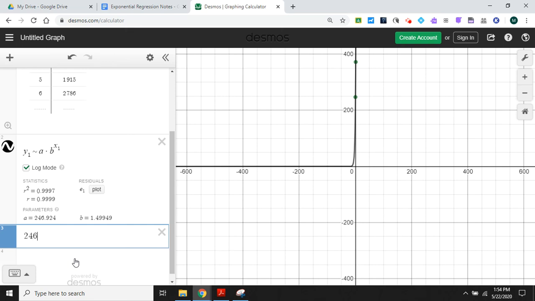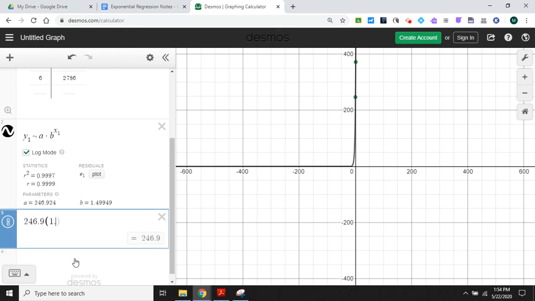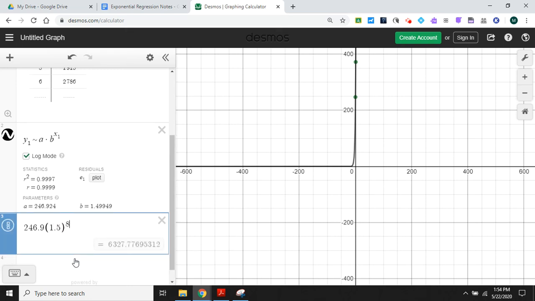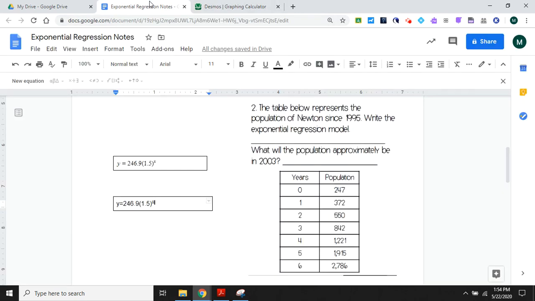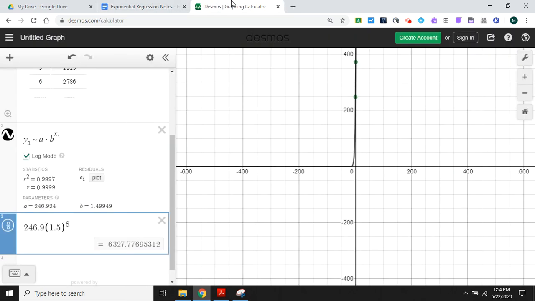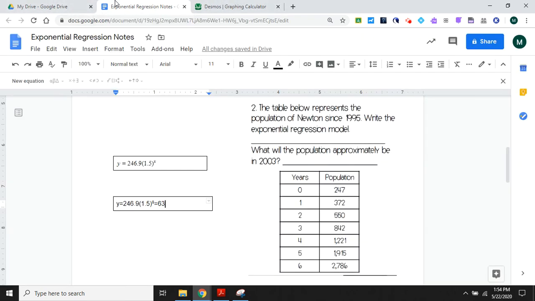So 246.9 times 1.5, raised to the 8th power, and that gives us 6327.78. Officially, I probably should have rounded that to the nearest whole number, but we are just looking for an approximation. So rounding to the nearest whole number would be 6,328. That would work.